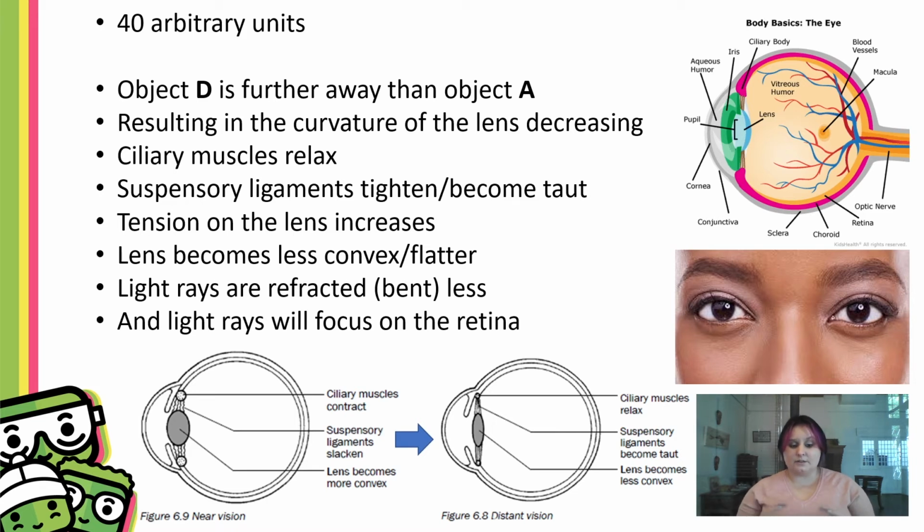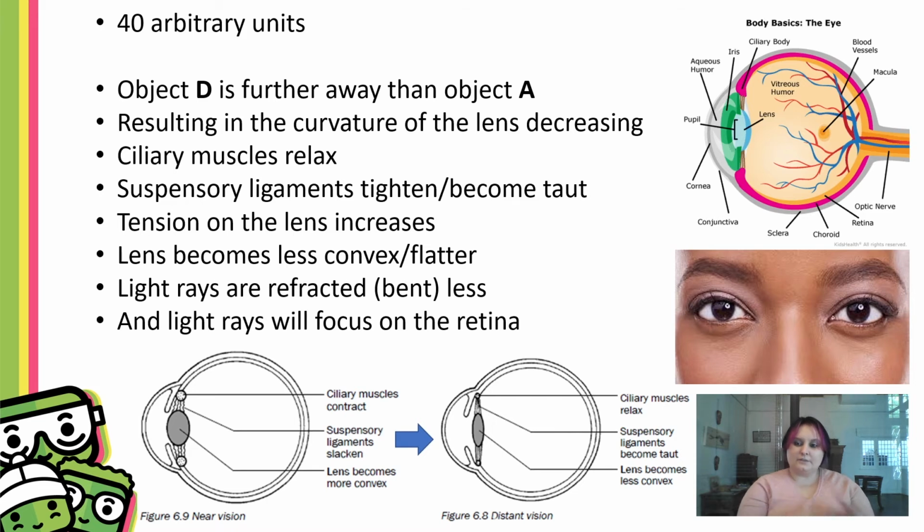Please note that accommodation is not to be confused with pupillary mechanism. So accommodation is to do with changes in the curvature of the lens, depending on if we're looking at something close up to us or something far away. Pupillary mechanism involves different structures in the eye, and has to do with how much light is able to actually enter the eye.